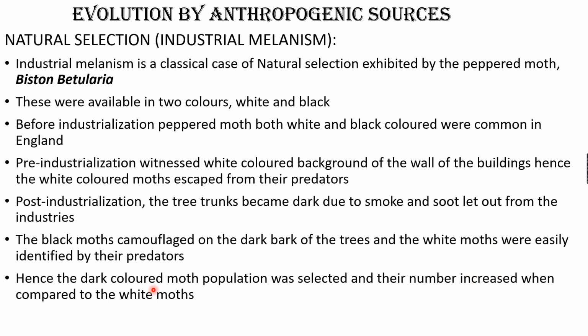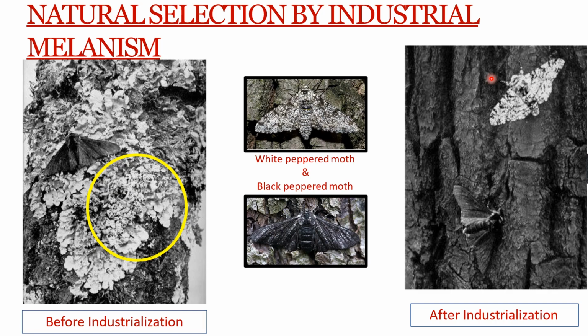So to escape from their predators, like birds, the dark colored moth population was selected by the nature and their number increased. So white color moths reduced, but black color moths increased due to post-industrialization. The tree trunks became dark in color due to smoke and soot particles. White color moths are easily identified by predators, so the dark color moth population was selected, isn't it? So this is human activity. What is the human activity? Industrialization, which leads to industrial melanism in the peppered moth called Biston betularia.